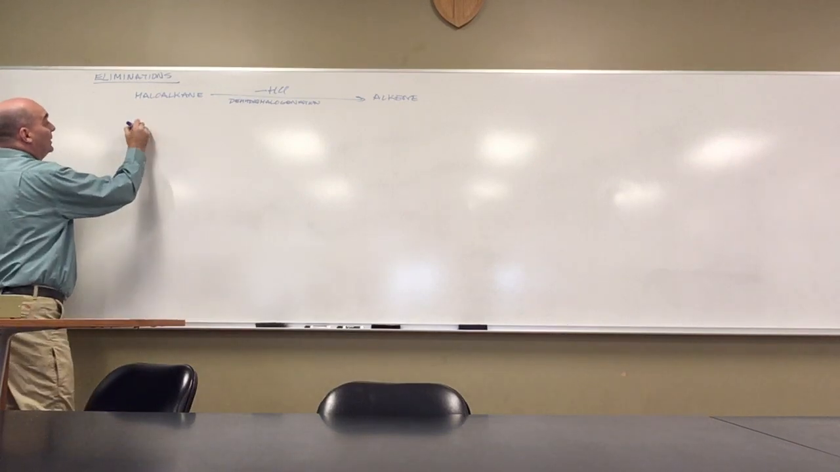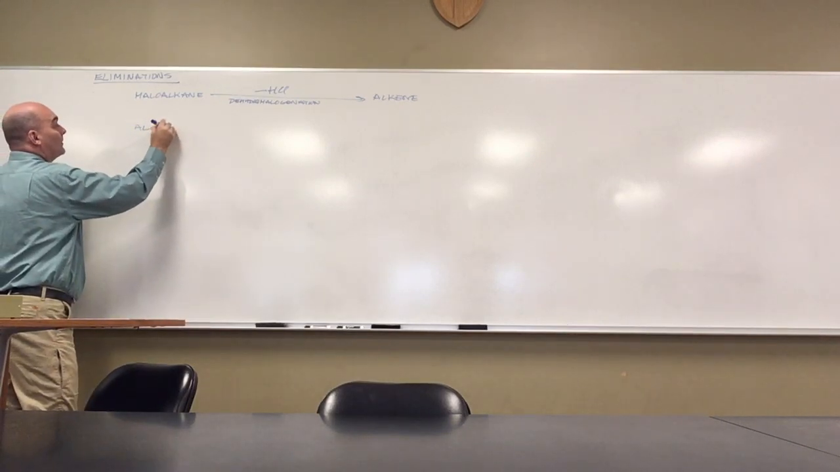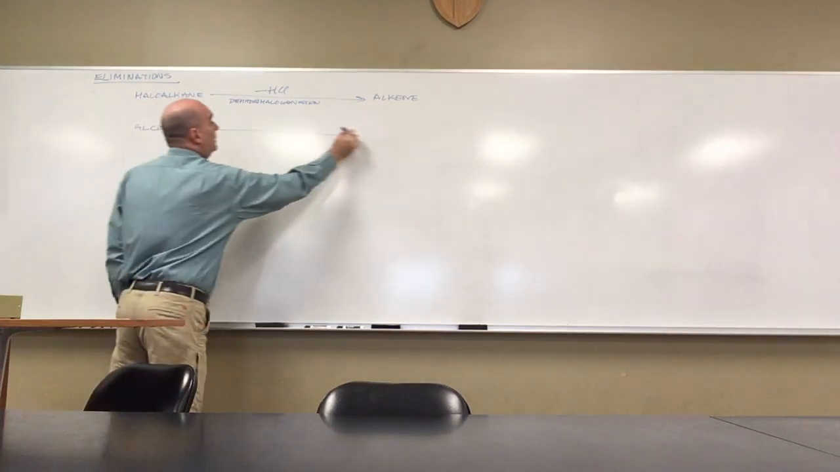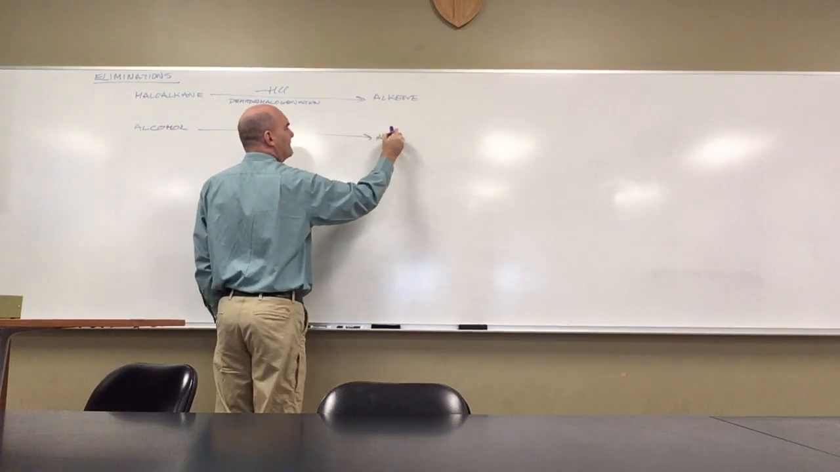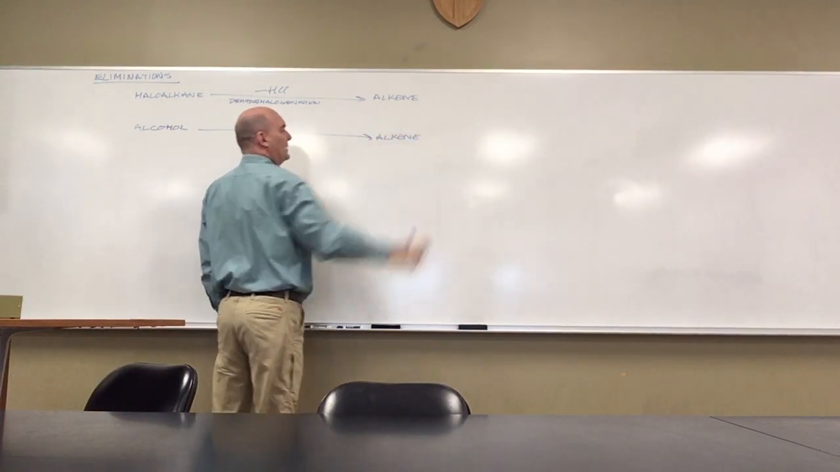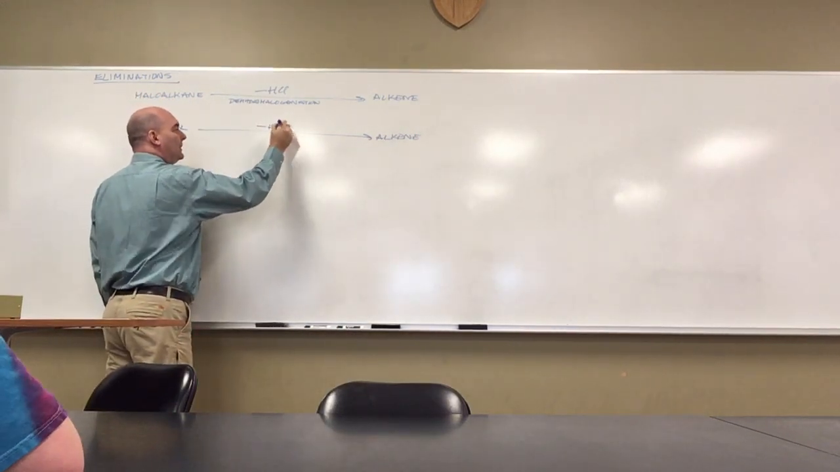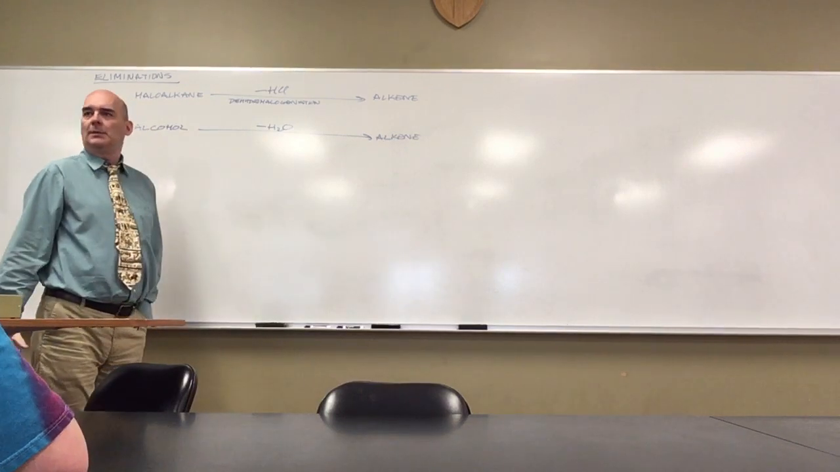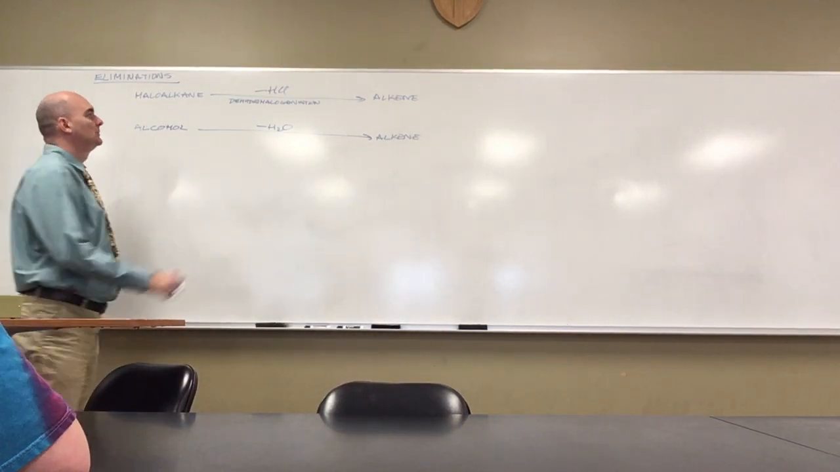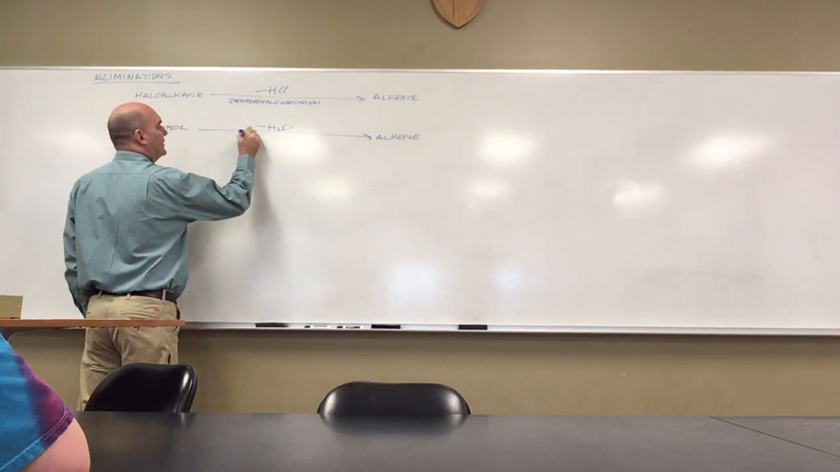Okay. The other thing that we could do is take an alcohol and turn that into an alkene. And here, I'd be losing a molecule of H2O. And this, of course, would be a dehydration.